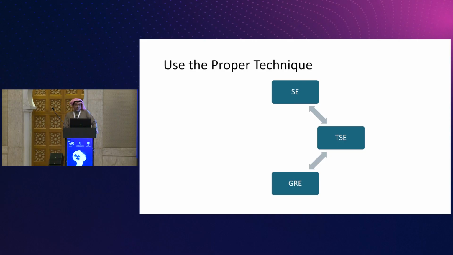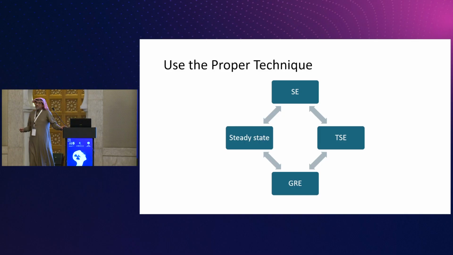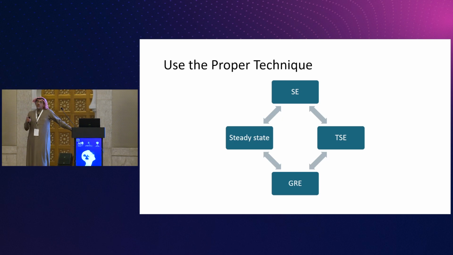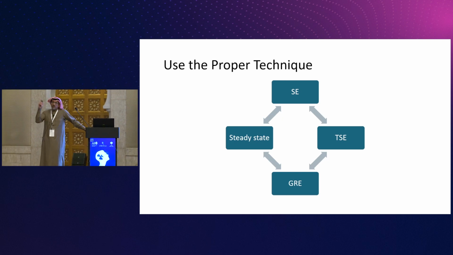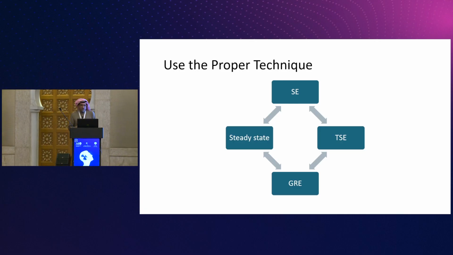Gradient is short. And steady state. Do you have an idea about steady state? Steady state is the sequence that you don't wait for relaxation. You just give pulse. And it's very fast. It's applied in IAC.